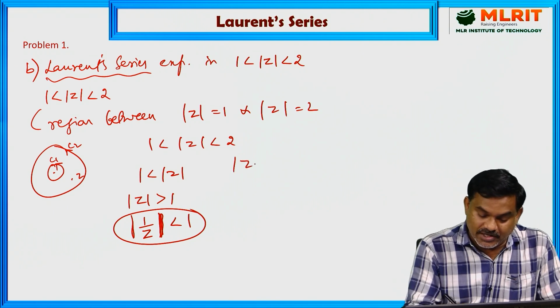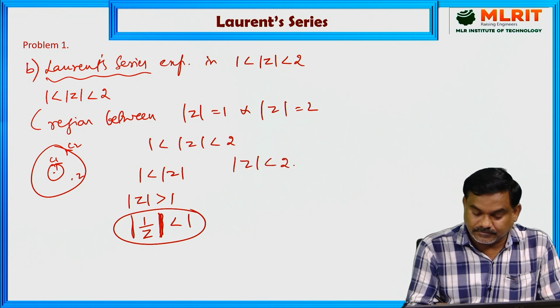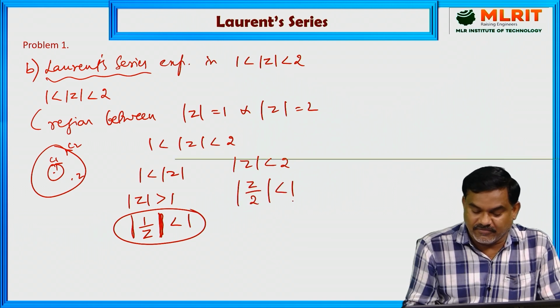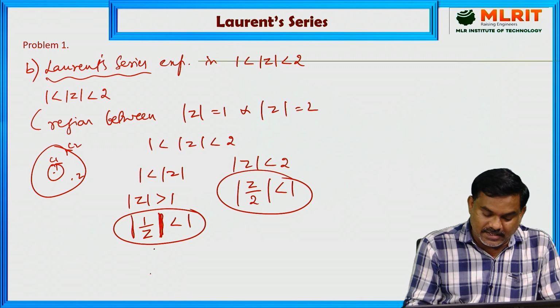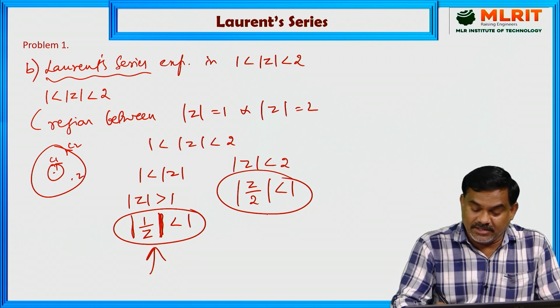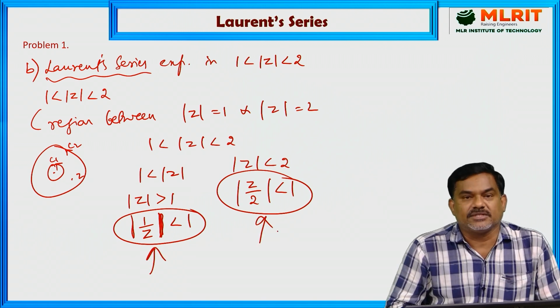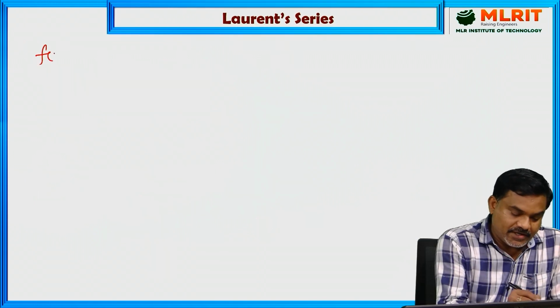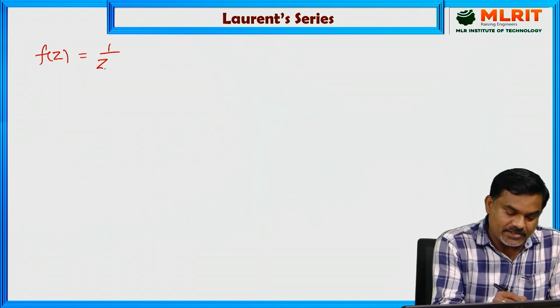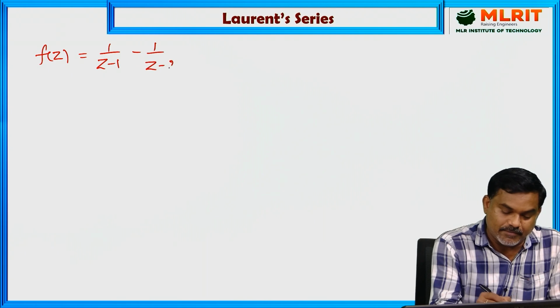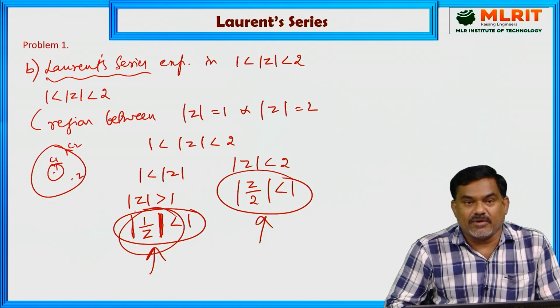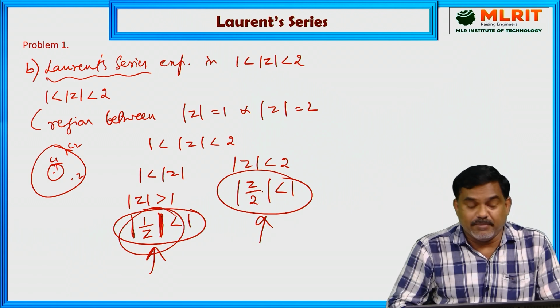Similarly, mod z less than 2. So, if you divide it by 2, mod z by 2 less than 1. So, in one expansion we must have 1 by z, and in the other expansion we must have z by 2. Now, let us consider the given f of z, 1 by z minus 1 minus 1 by z minus 2. Just now I told one expansion must contain 1 by z and the other z by 2.